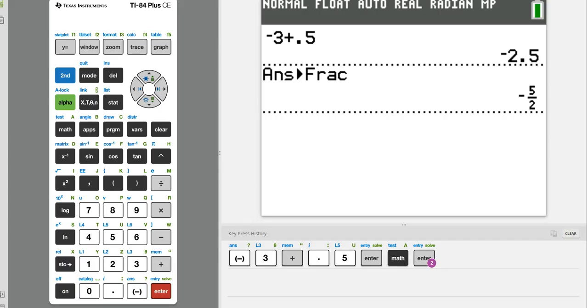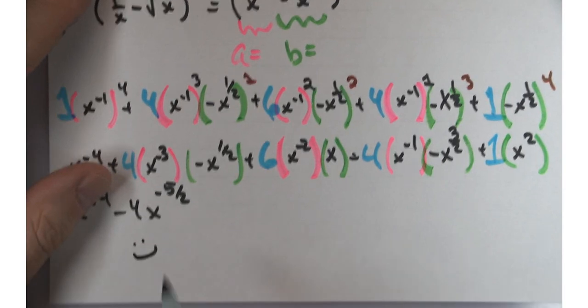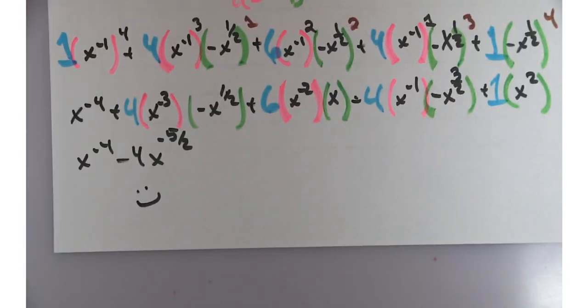I'm not going to mark you wrong if you wrote negative 2.5 here. But if you want to keep your instructor happy, which is always a good thing to do when he's grading your exams, write the improper fraction.